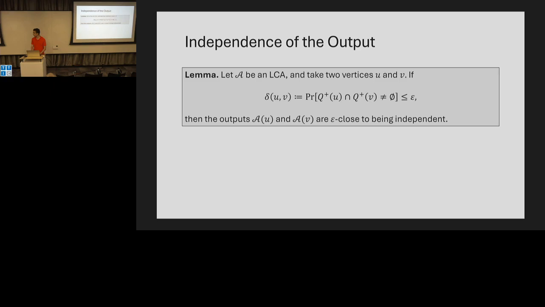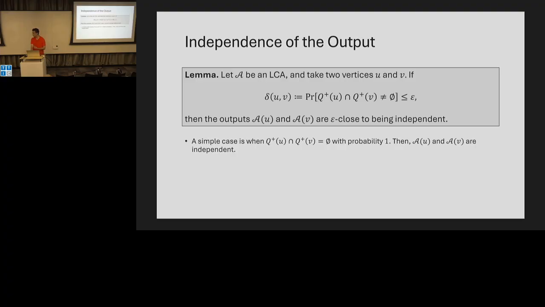So with that definition, let's look at a lemma about independence. Let's say we have an LCA A and two vertices U and V. We define this collision probability delta UV, which is the probability that when the algorithm is run on U and when the algorithm is run on V, the outqueries intersect. So they query some shared vertices. The claim is that if this collision probability is small, then the output on these two vertices is going to be close to independent. A simple case of this claim would be when the collision probability is 0, so the outqueries are always disjoint. In that case, the outputs are exactly independent because the randomness they're using is completely disjoint.